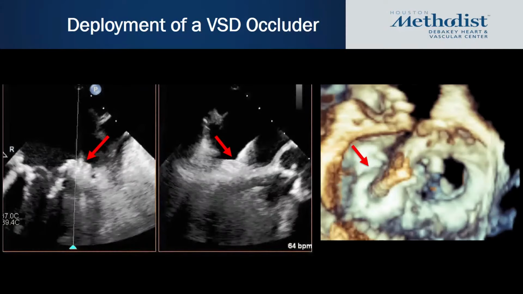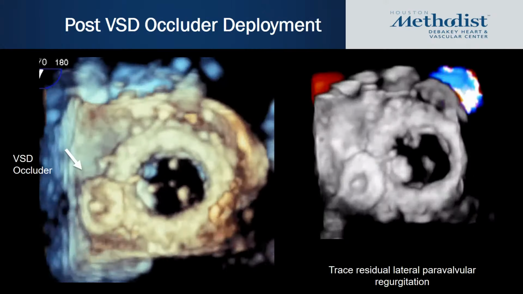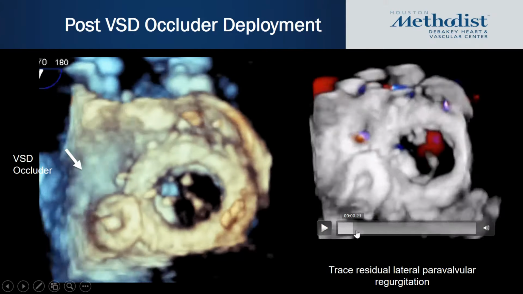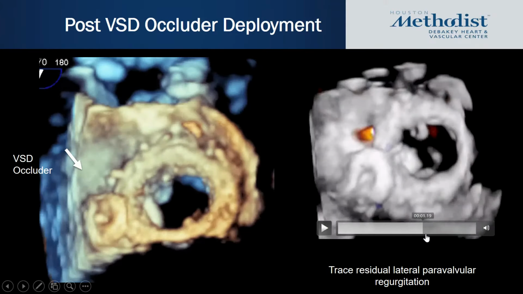And different devices can be used based on the size of the defect and the location. These include VSD occluders, PDA occluders, and vascular plugs. So in this case, we were able to deploy the VSD occluder in the lateral aspect of the valve, closing the lateral defect. And you can see here that there was only a trace MR anterior to the device.